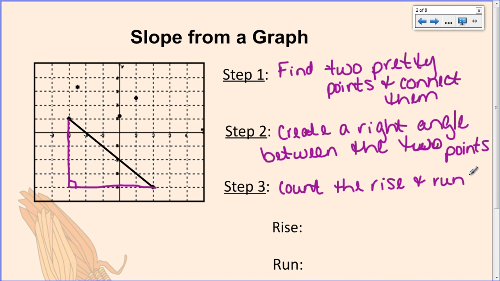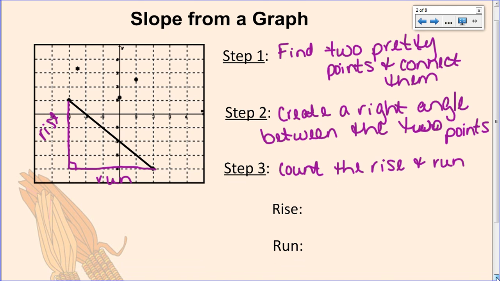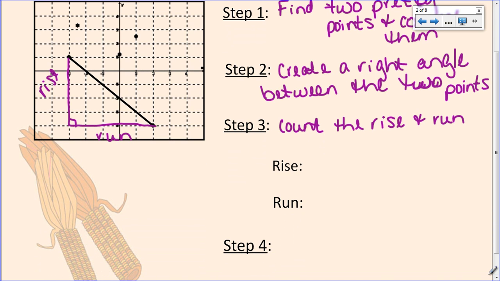And that little right angle helps you count it very easily, because what I'm trying to figure out is how far did I have to go down and how far did I go over to get from this point to this point. This is called your rise, the change in the y values. This is called your run. Rise goes up and down, run goes left and right. Okay, so we're going to count our rise over our run.